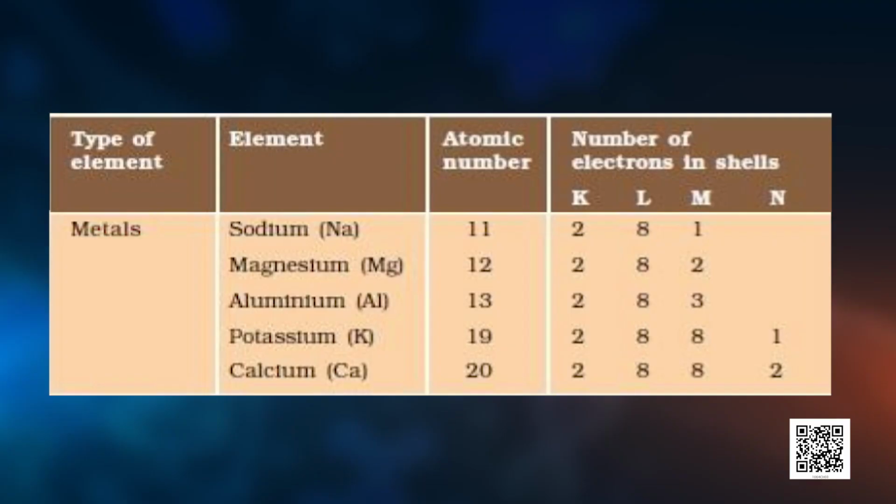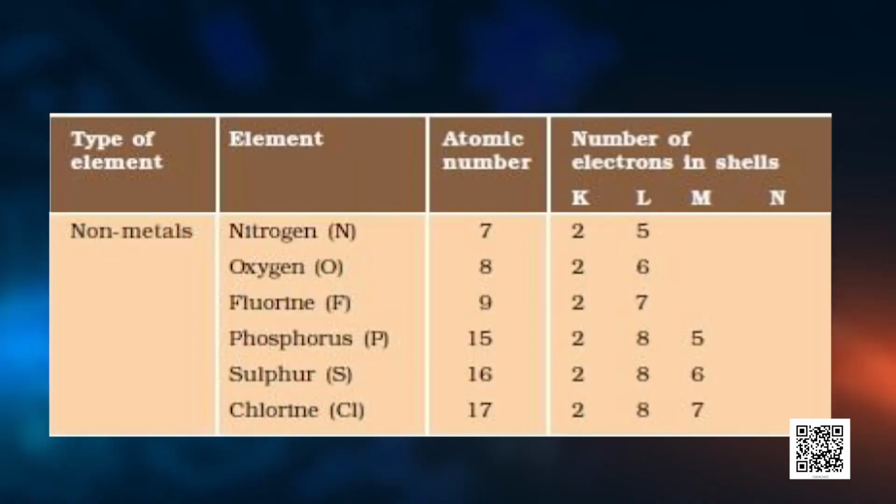And look, what about metals? They have 1, 2 or 3 valence electrons. So how will they complete their octet? And non-metals? They have 5, 6 or 7 valence electrons. Their octet is also not complete.